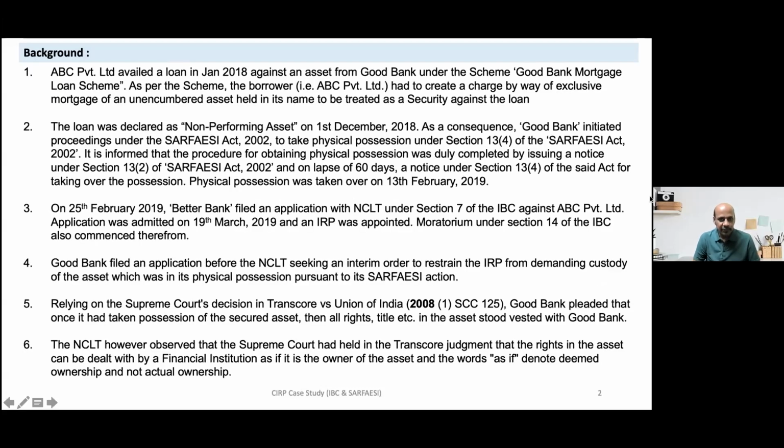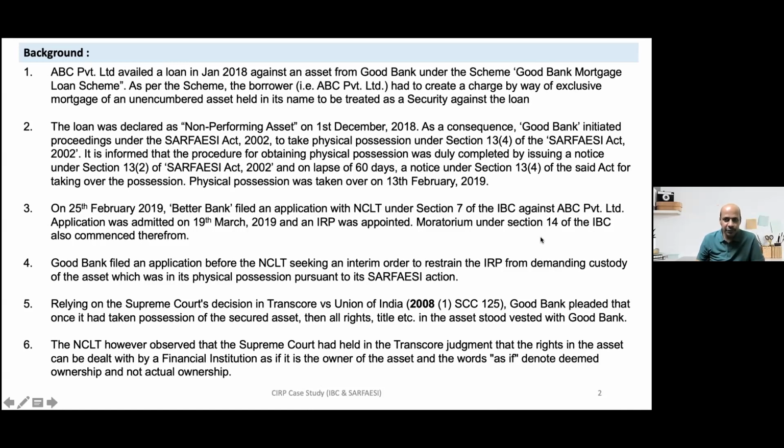So this is the background. I'll just read it out loud for everyone. ABC Private Limited availed a loan in January 2018 against an asset from Good Bank under the Good Bank Mortgage Loan Scheme. As per the scheme, the borrower, ABC Private Limited, had to create a charge by way of exclusive mortgage of an unencumbered asset held in its name, to be treated as security against the loan. The loan was declared as NPA on 1st December 2018.